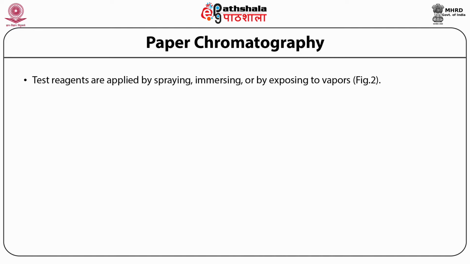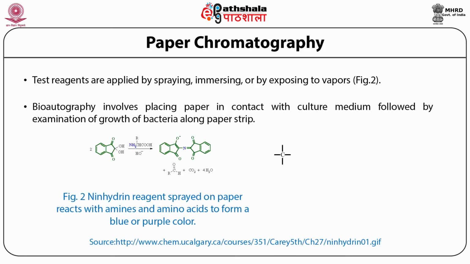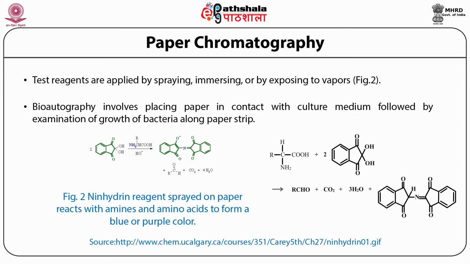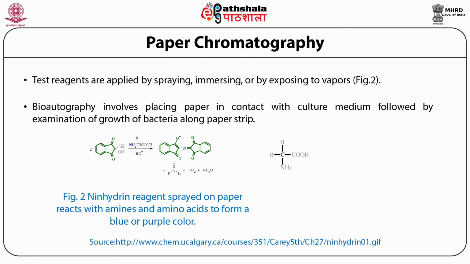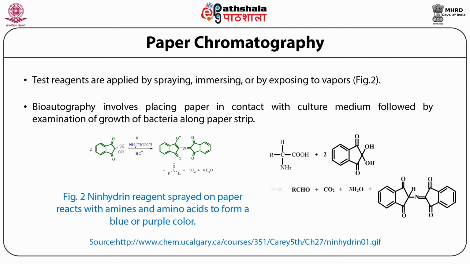For example, a ninhydrin reagent sprayed on the paper reacts with amines and amino acids to form a blue or purple color. Bioautography involves placing the paper in contact with a culture medium for a period of time, followed by examination of the relative growth rates of bacteria along the paper strip. Sample compounds may have either a positive or negative effect on the growth rate of the bacteria in the culture medium.